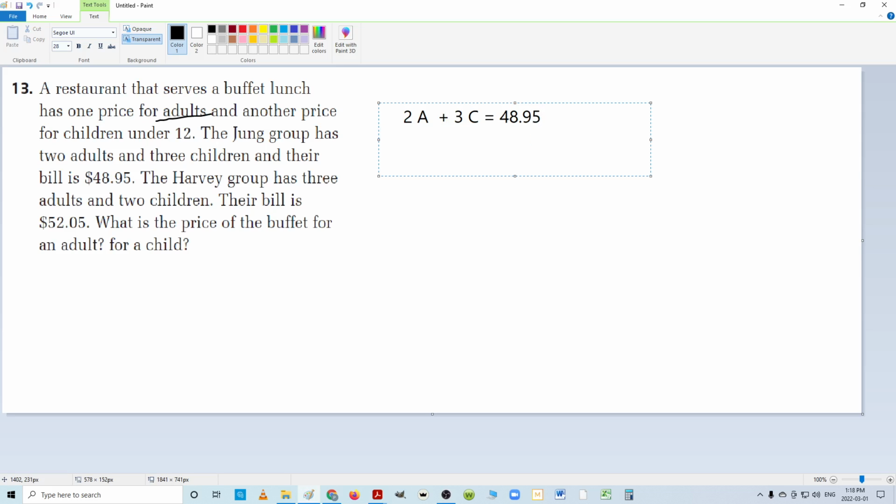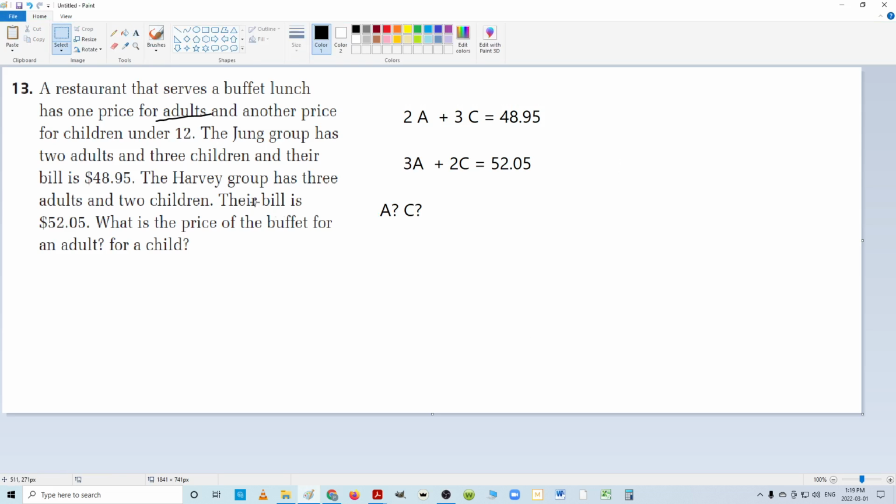But let's go on. The Harvey group, this is a different group, so this is the Young group, but the Harvey group still has the same fee on the menu. And they had 3 adults, so those 3 adults paid the adult price, and 2 children, and their bill came to $52.05. So they want to know what is A and what is C. Well, you've got 2 equations with 2 unknowns. Notice that it's a little bit harder to do elimination because the numbers don't match. And substitution's a big mess.